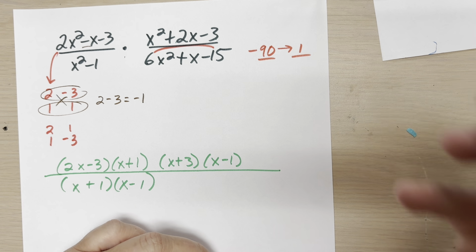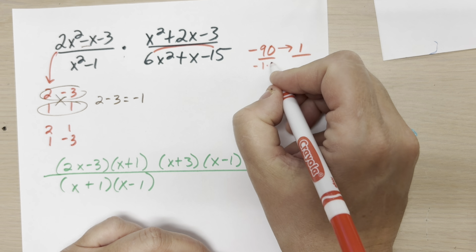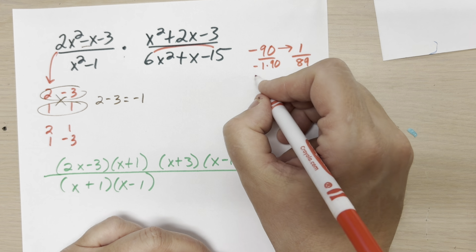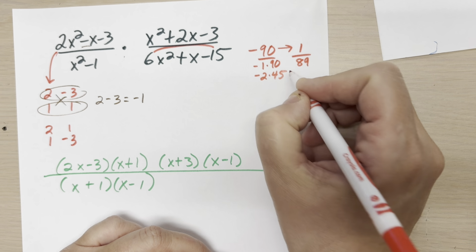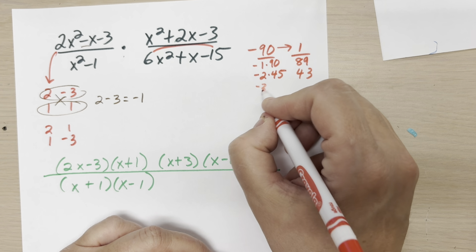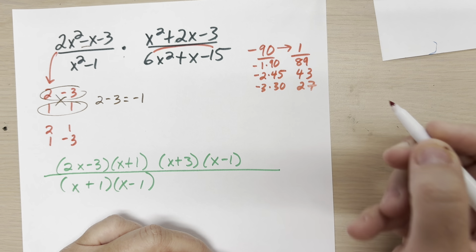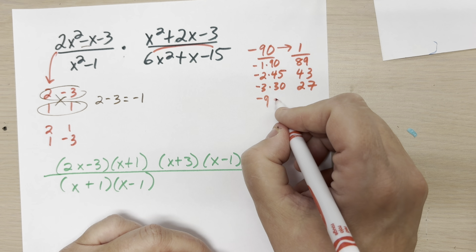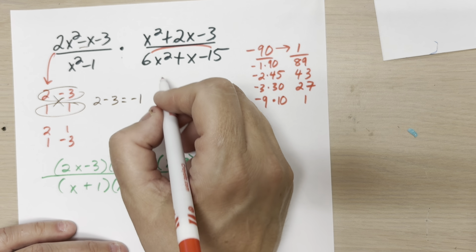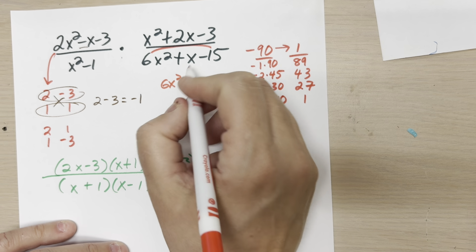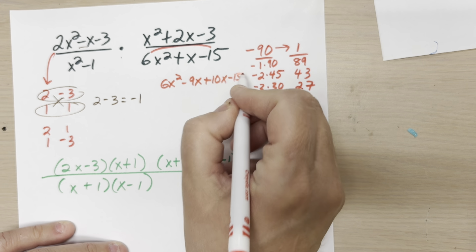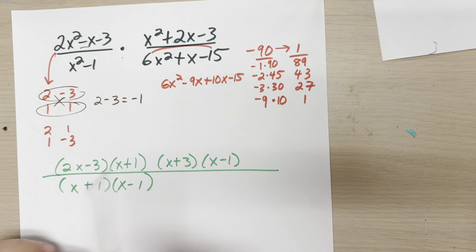Okay, so if you aren't sure where to start, you can always start with -1 times 90, combine them, 89. Nope, isn't gonna work. You can then just kind of keep going around, -2 times 45, when you add it, 43, nope. And you can keep going. Hopefully as you're looking at this, you're seeing -9 times 10 is -90, and they add to 1. That's the one I want. So we're gonna have 6x squared minus 9x plus 10x minus 15. So now I've got 4 terms and I can group.